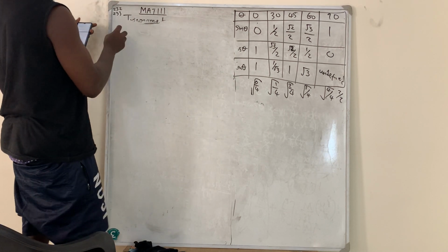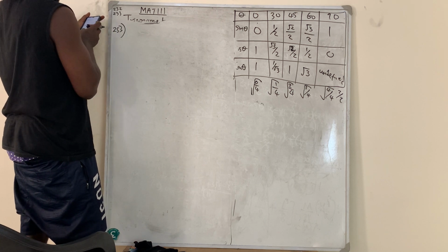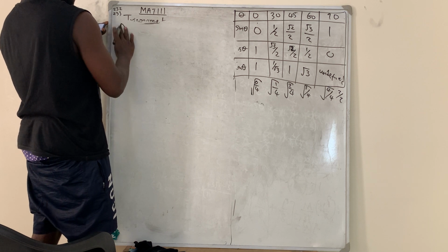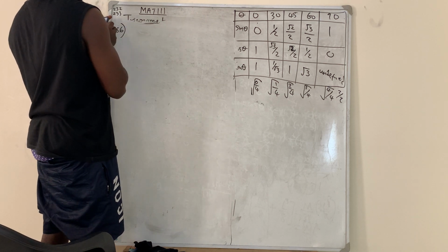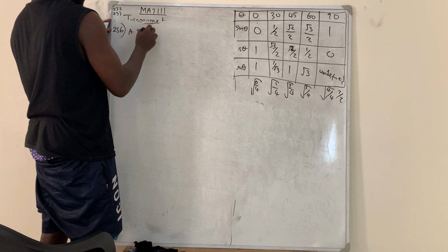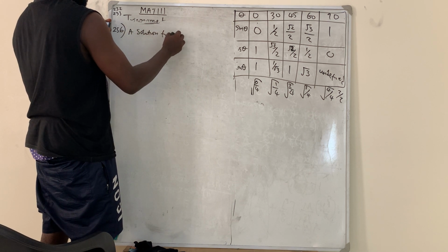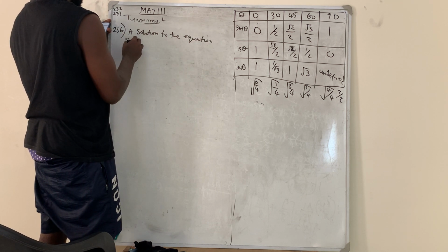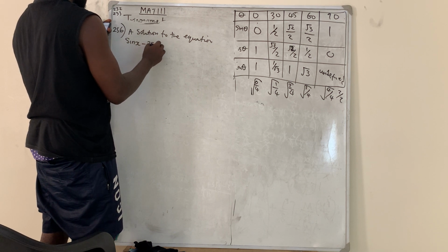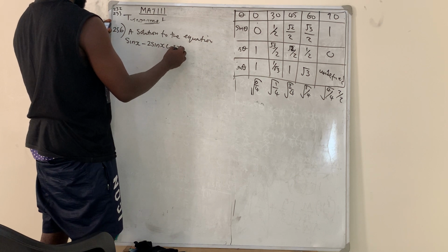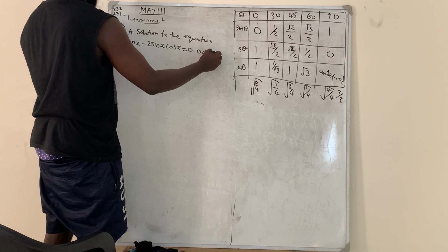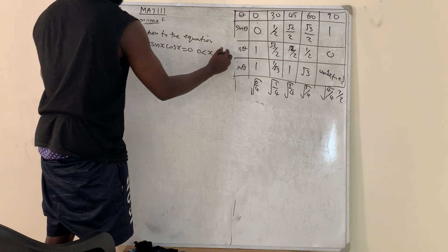Question number 253. Okay, no, so 256. Question number 256 said, a solution to the equation sine x minus 2 sine x cos x is equal to 0, as x lies between 0 and 180.